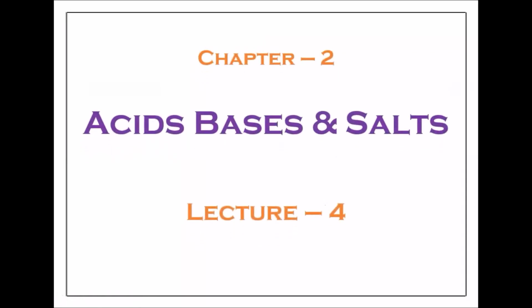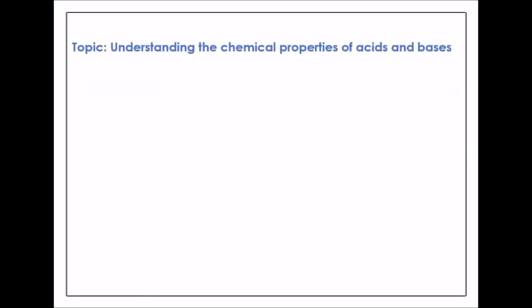This is your lecture 4. This is the continuation lecture of chemical properties of acids and bases. We are in the topic understanding the chemical properties of acids and bases. Till now we have covered two chemical properties.